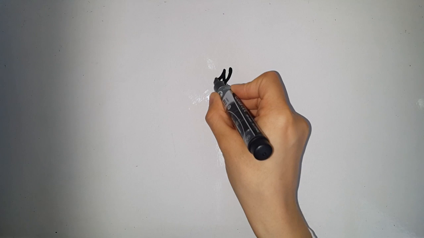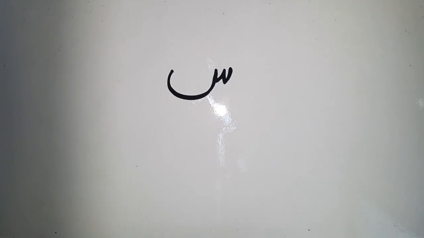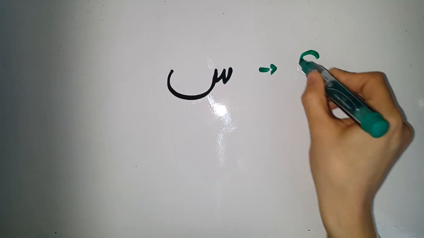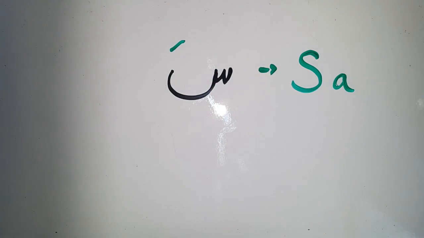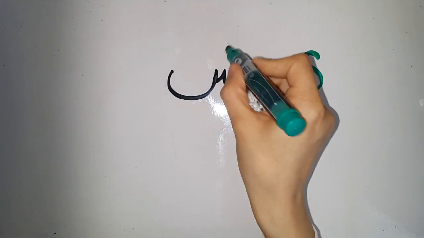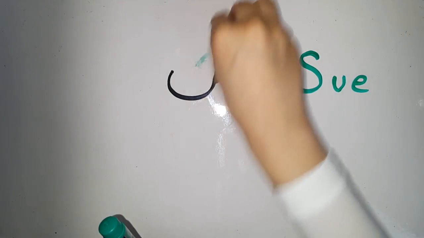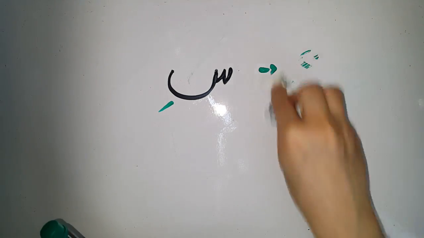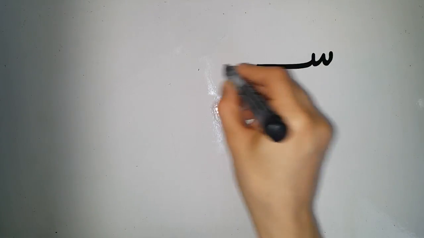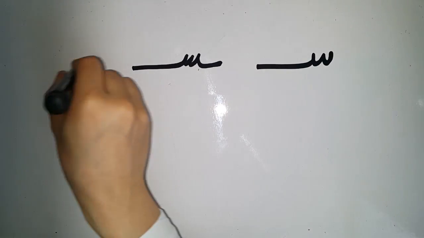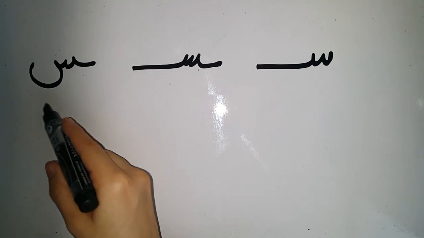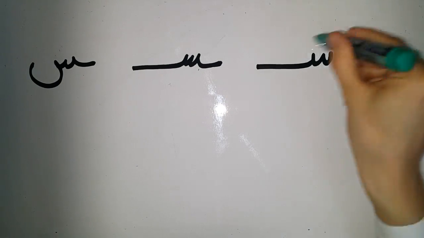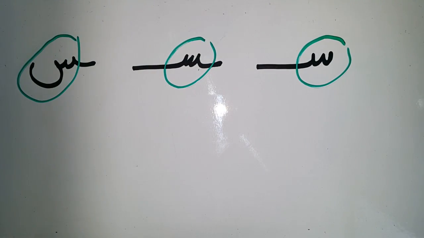Moving on. The next letter is sin, and it's the equivalent of S in English. Now there is sa, there's little old su, and then there is si. And this is what sin looks like at the beginning, the middle, and at the end of a word. See the difference? Notice what they all have in common, right? Those three little teeth.